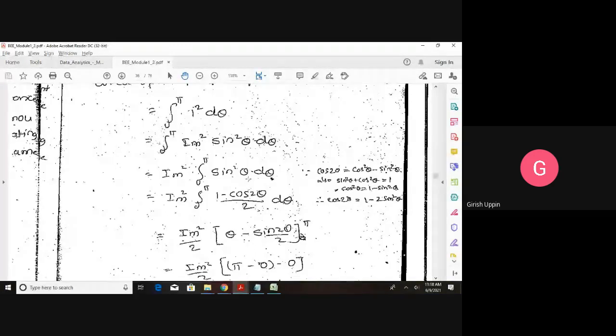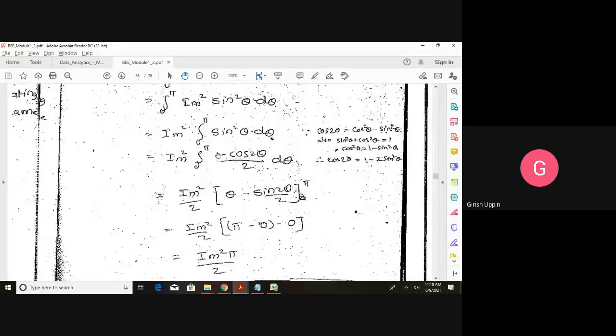and we know that sin square theta can be represented as (1 minus cos 2 theta) divided by 2. You can see here cos 2 theta is equal to cos square theta minus sin square theta, and we know that sin square theta plus cos square theta is equal to 1. That is how we get sin square theta equal to (1 minus cos 2 theta) divided by 2. Now integrating this, one half we can take out as a constant.